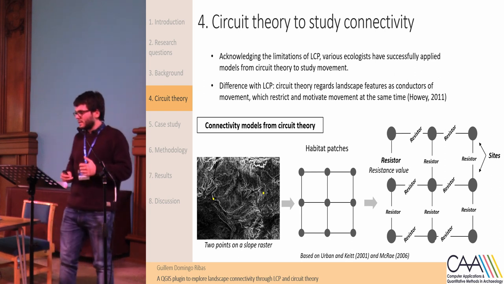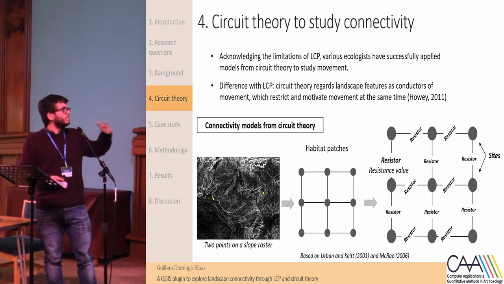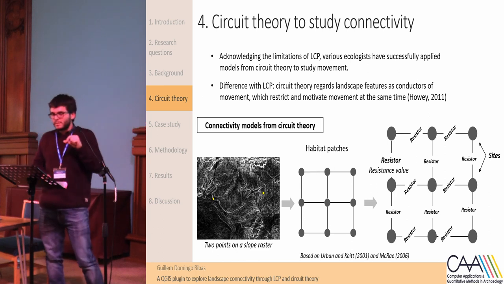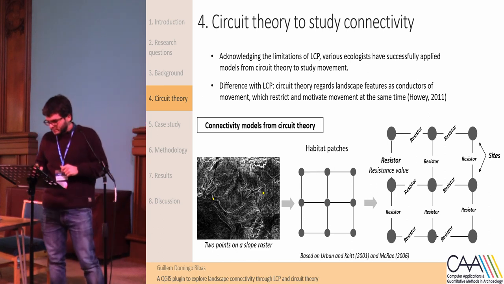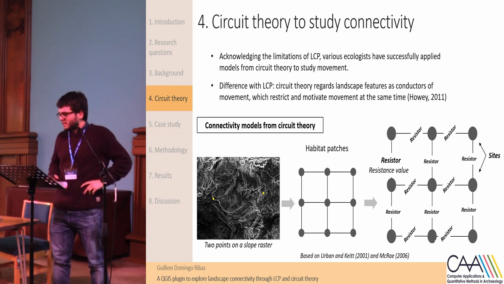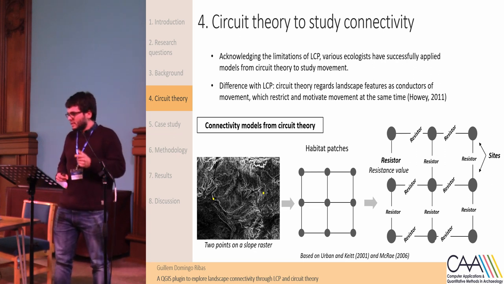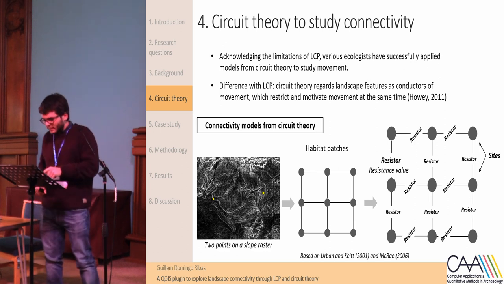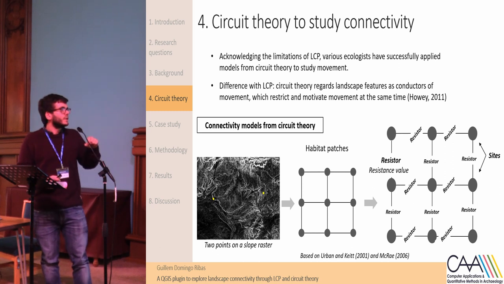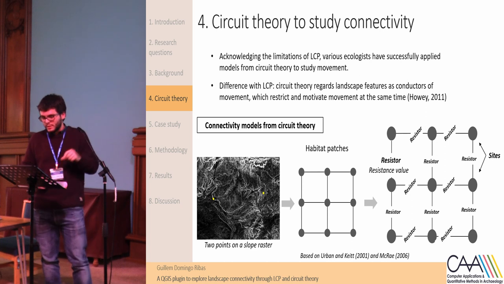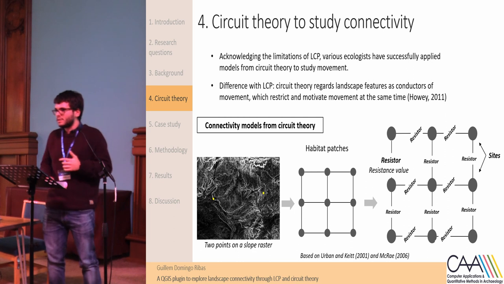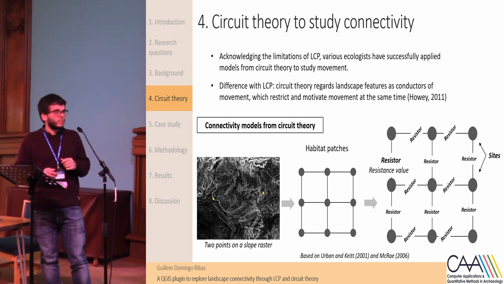Thanks to the principles of graph theory and network theory, it is possible to depict a slope raster, as we have on the screen, as a set of nodes connected by edges. The edge depicts the flux of movement between two points, or nodes. The strength of the connection is the weight of the edge. So, circuit theory regards these nodes as points in the landscape and these edges as resistors. These resistors have resistance values that will define the currents or connectivity amongst the nodes.